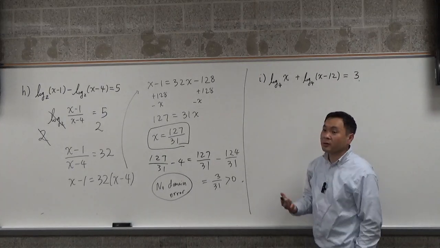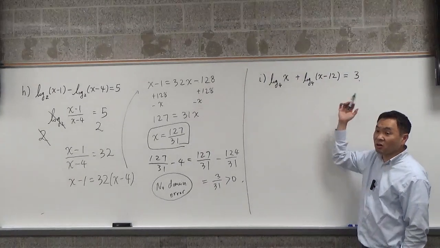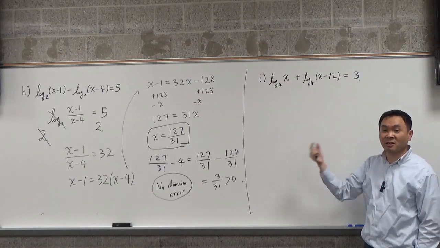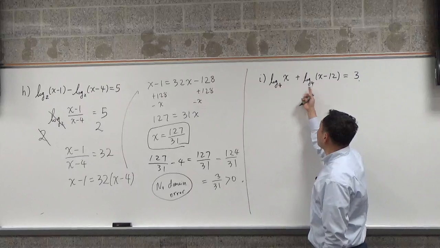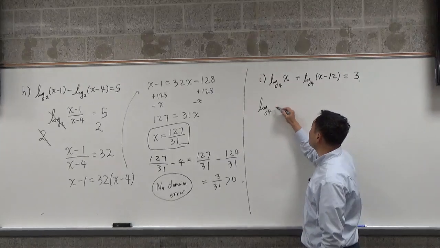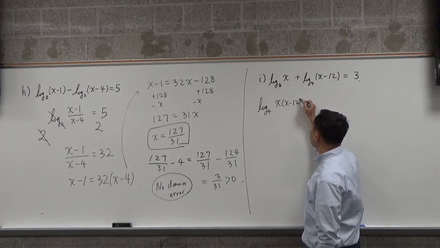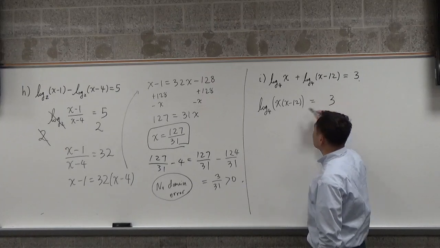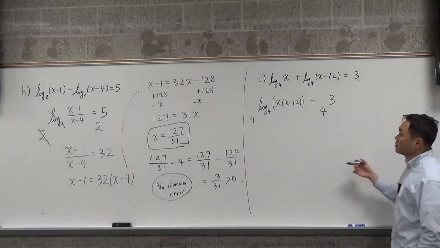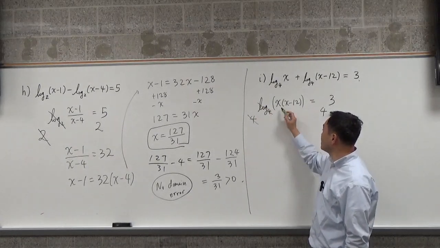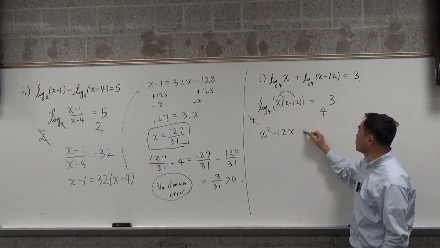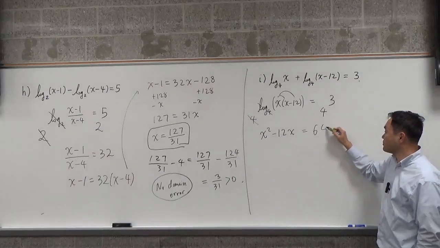All right, so again, same idea. You want to combine two logs into one before you do anything, because unless you have a single log, you can't cancel it out. What happens if you combine two logs with addition? You end up with a multiplication. So you raise both sides over 4. Right? And then 4 and log base 4 cancel away, which gives you x squared minus 12x, I multiply this out, equals 4 to the third power, which is 64.